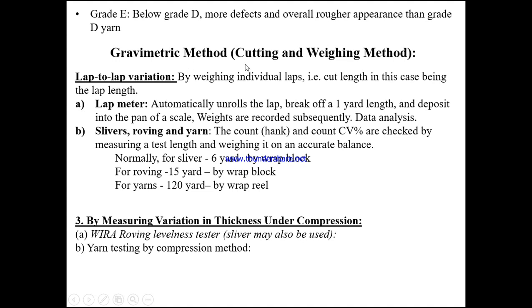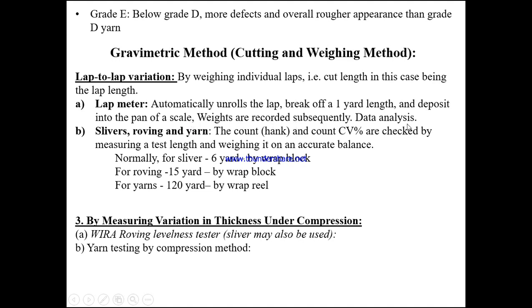The gravimetric method is another method, a cutting and weighing method. You need to cut the sample to a particular length. Suppose in the case of the lap meter, when you are going to measure the uniformity of the lap, it automatically unrolls the lap, breaks off 1 yard length, and deposits it into the pan of a scale for measurement of the weight, which is recorded subsequently.